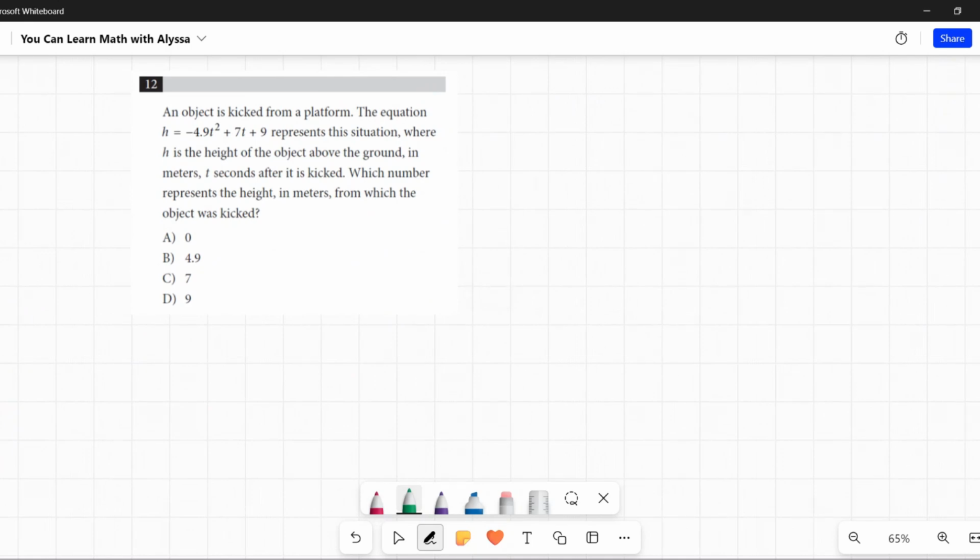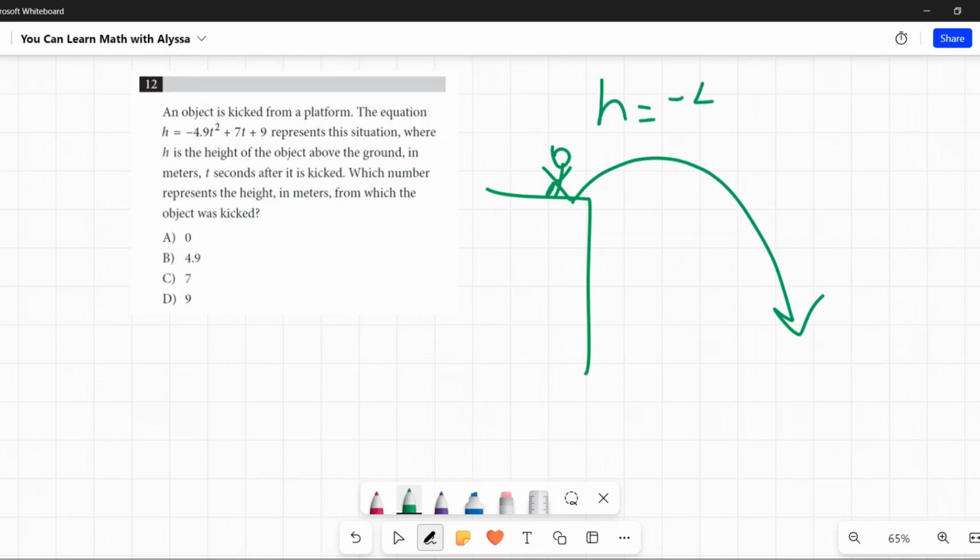12. An object is kicked from a platform. What object? What platform? Why is this person kicking things? Who knows? But someone is up here and they are kicking. So something is kicked from a platform. Whee! There it goes. The equation h equals negative 4.9t squared plus 7t plus 9 represents the situation where h is the height of the object above the ground in meters t seconds after it is kicked.